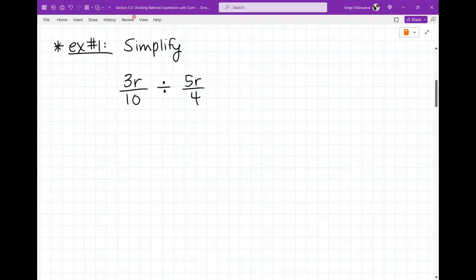So notice it kind of looks the same like yesterday's quiz. The only difference is it says division, right? So we're just going to rewrite. That's what we got to do. Rewrite this thing so it makes some sense to us in terms of multiplication. So this becomes 3r over 10 times 4 over 5r.